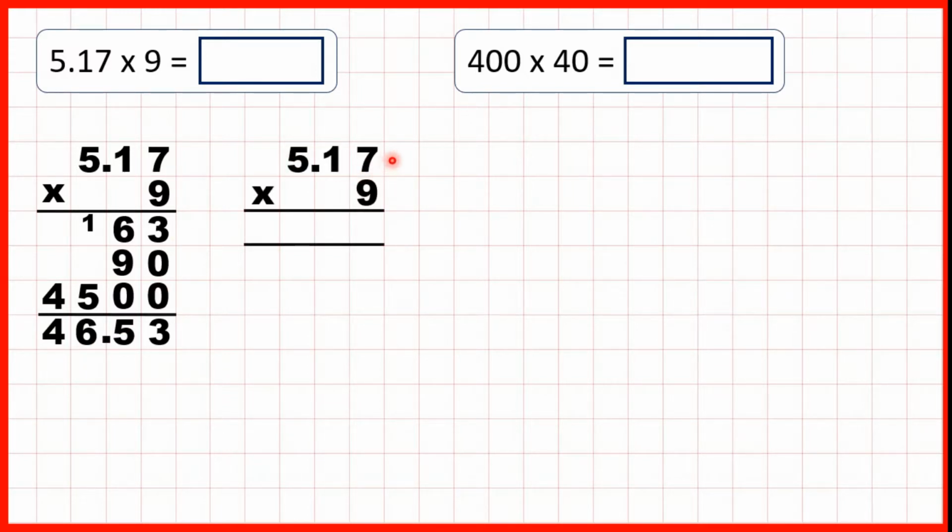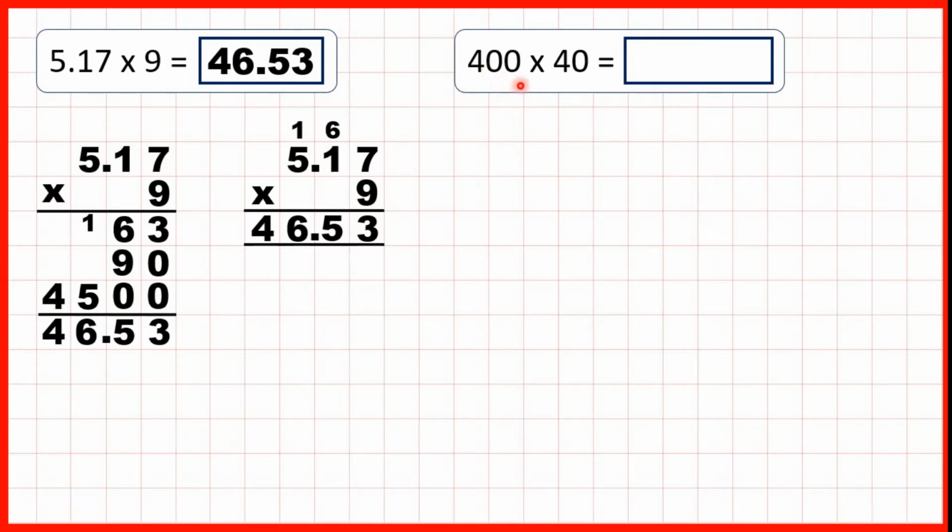Now we could also use short multiplication for this, and again it's the number with the most digits on the top, and if there's a decimal point in the question, we copy down the decimal point into our answer. Now 7 times 9 is 63, so 6, 3. 1 times 9 is 9, plus 6, 9 plus 6 is 15, so 1, 5. And 5 times 9 is 45, plus 1 is 46. So our answer is 46.53.